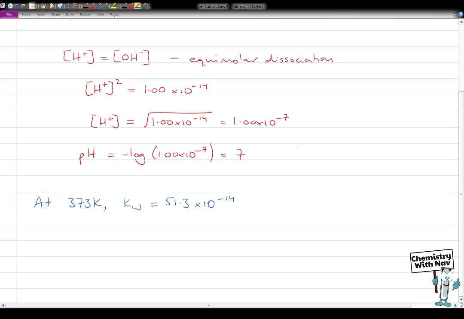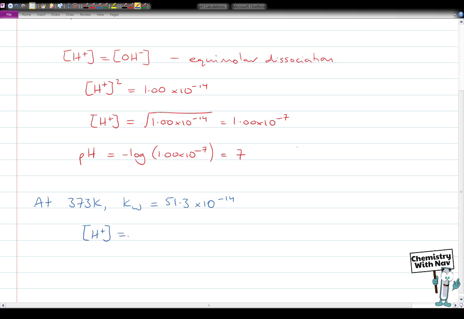So as you increase the temperature, you are increasing the concentration of H+ and OH- ions, which means that the dissociation of water must be endothermic. The forward reaction is favoured as temperature increases. But now look what happens when we plug that into the previous expression.